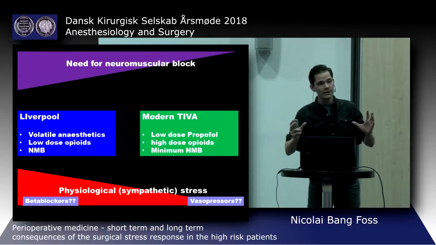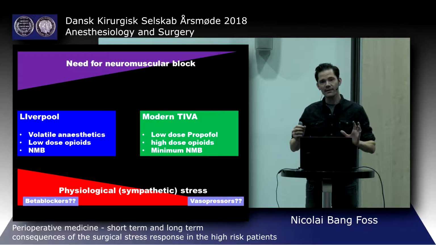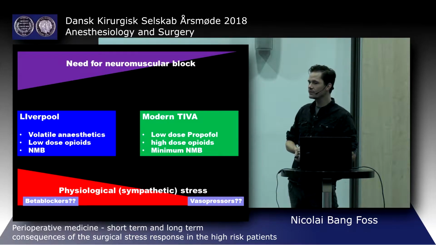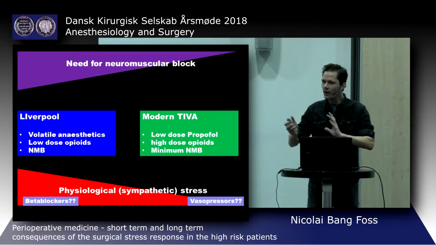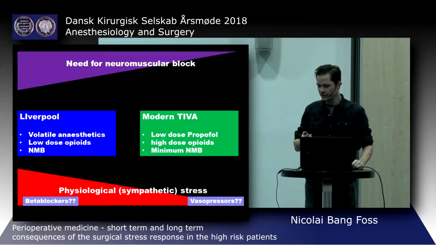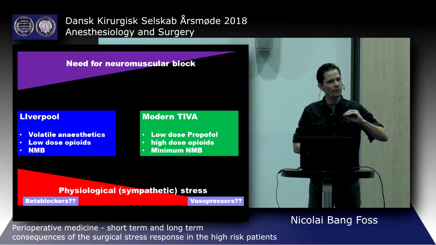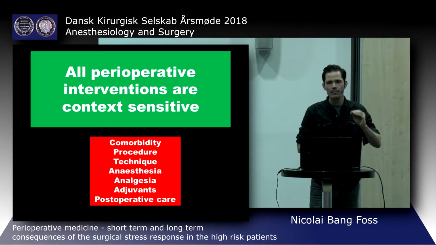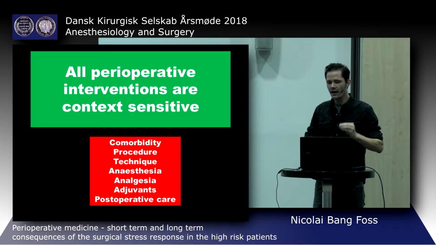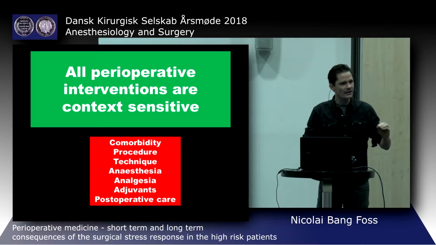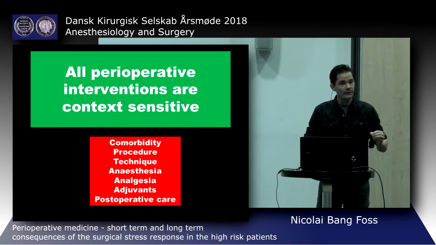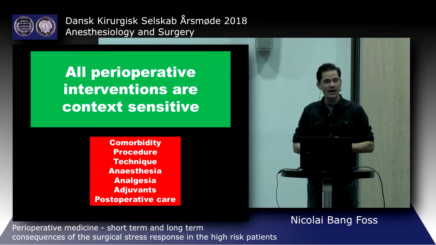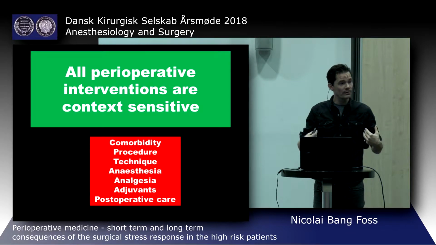So whenever we do these perioperative interventions, I start with this so that we just have it in our minds today: how do we actually do anesthesia? How does that interact with surgery? How does that interact with other perioperative interventions that we do? We can't just roll out a single intervention and say, this works for all, because all our perioperative interventions are context sensitive, based on patient comorbidity, procedure, surgical technique, method of anesthesia, method of analgesia, adjuvants, and our postoperative care.